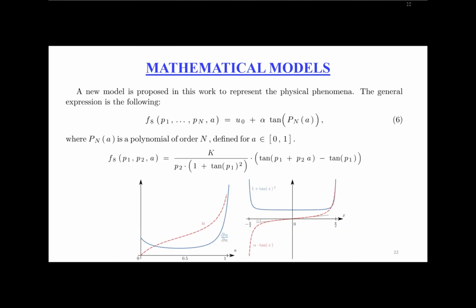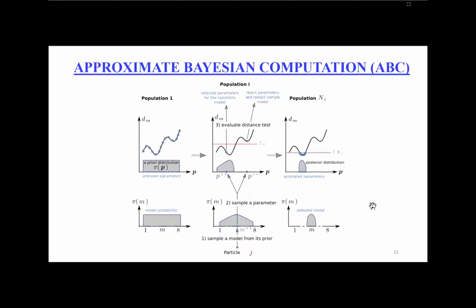We also proposed a new model in this work, inspired by the shape of the sorption isotherm and its derivative, as compared to the tangent function. The algorithm of Toni et al. for simultaneous model selection and model calibration, I mean the estimation of the model parameters, is presented in this slide. The objective here is to obtain the combined posterior distribution of the model and its parameters with the given measured data.